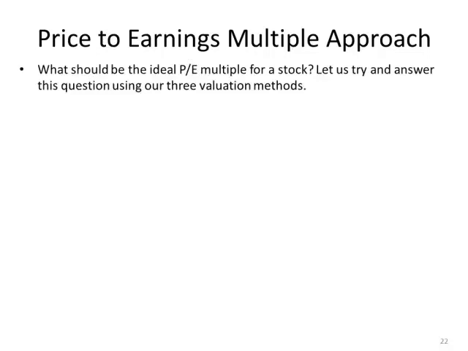Price to earnings multiple approach. When we're thinking about price to earnings, we understand that the price to earnings ratio means the market price per share divided by the earnings per share. You can think of it as how many rupees you are paying for 1 rupee of earnings. So if the PE ratio is 20, it means that you're paying 20 rupees to get 1 rupee in earnings. Okay, so that's the way to think about it.